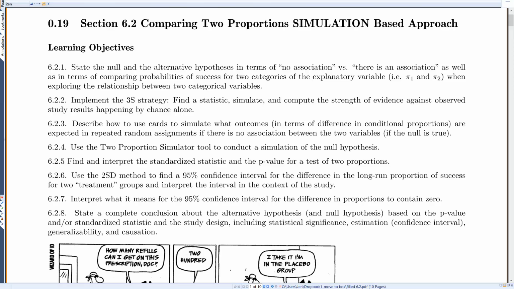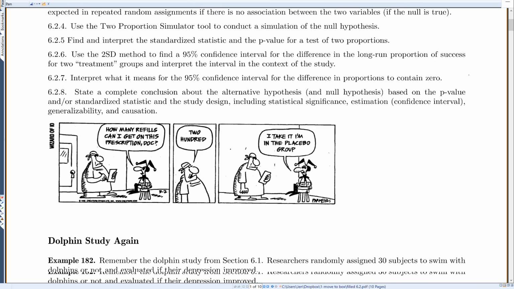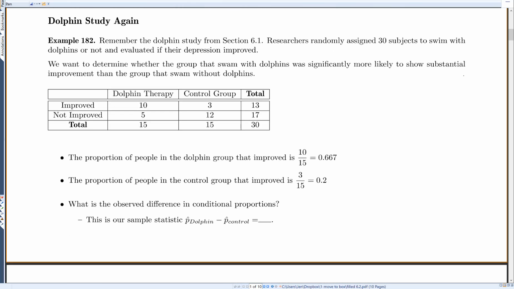This is section 6.2. We're comparing two proportions with a simulation-based approach. And we're going to start by going over our dolphin study that we did in our last section. Researchers randomly assigned 30 subjects to swim with dolphins or not and evaluate if their depression improved.